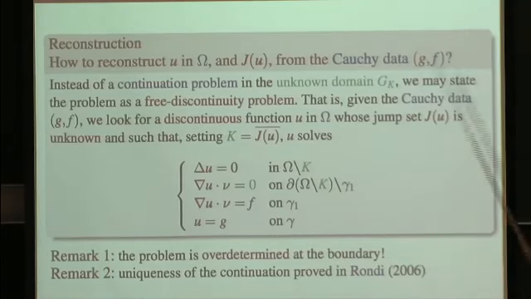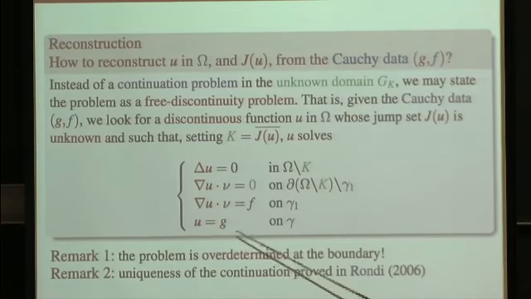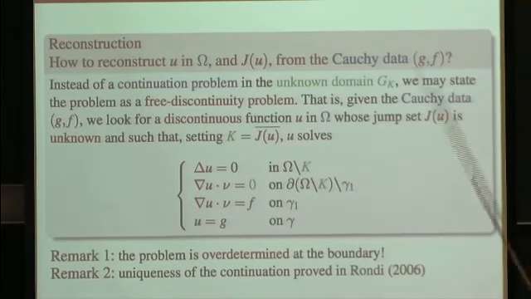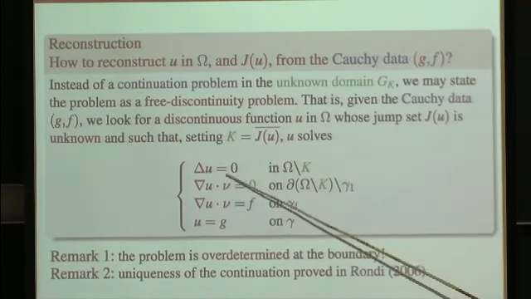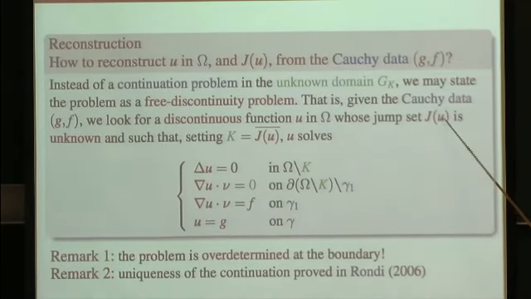It has a homogeneous Neumann condition on the jump set, and it satisfies this overdetermined condition on the boundary. So you have overdeterminacy of a boundary, but K is essentially an unknown, so this compensates the two things. And so I would like to solve this problem, and the important fact is that the discontinuity set is unknown, and this is where free discontinuity comes in.